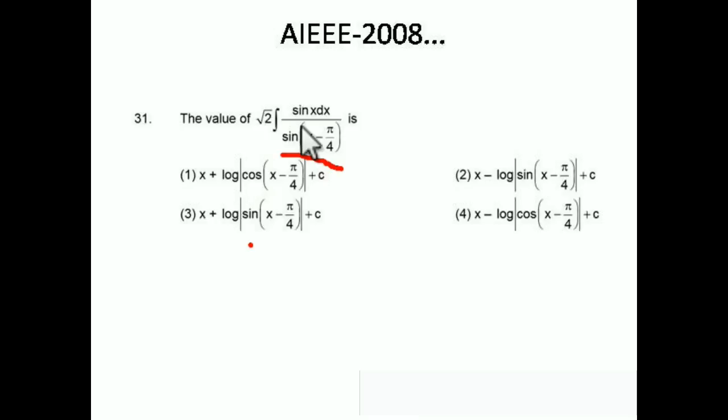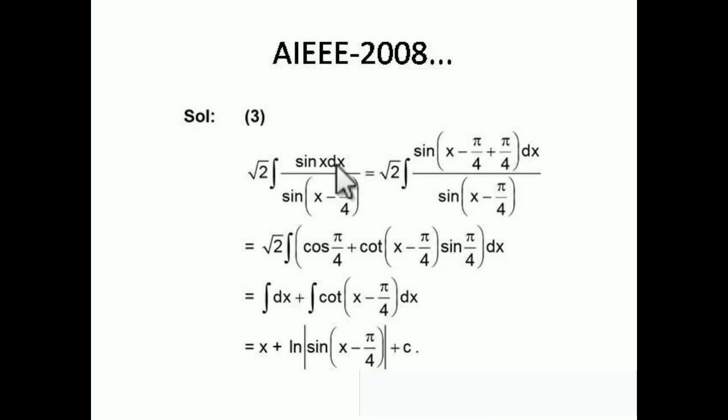So how I think, let's do x minus pi by 4 plus pi by 4. So we have x minus pi by 4, so I add pi by 4 and subtract pi by 4. Let's do that. Root 2 sin x dx over sin of x minus pi by 4, so I add pi by 4 and subtract pi by 4. Now take this x minus pi by 4 as one part, and this pi by 4 as another part.